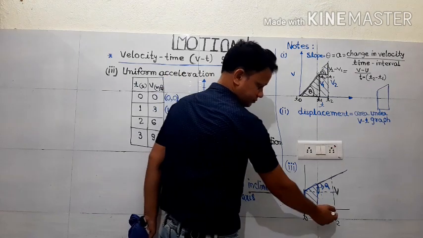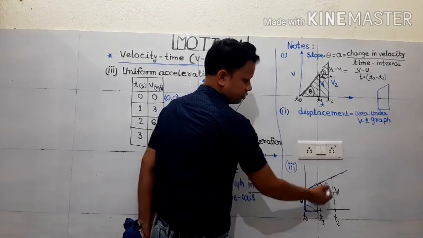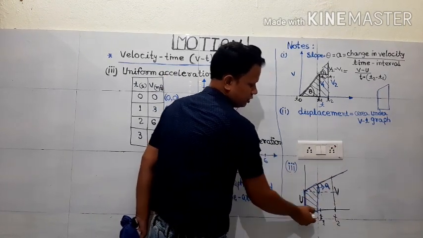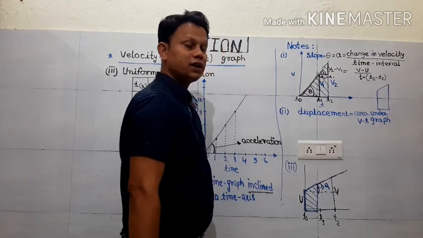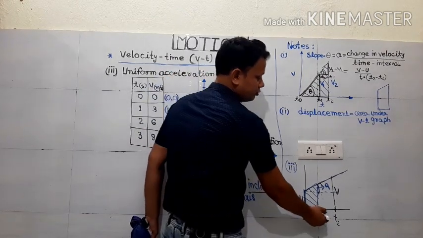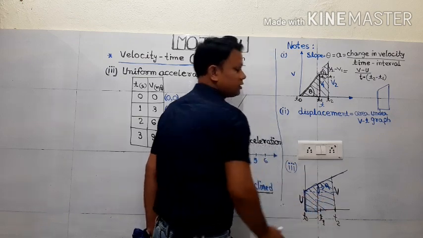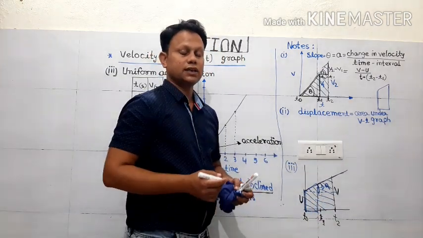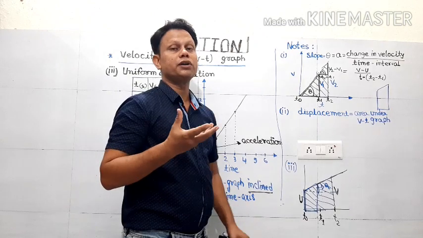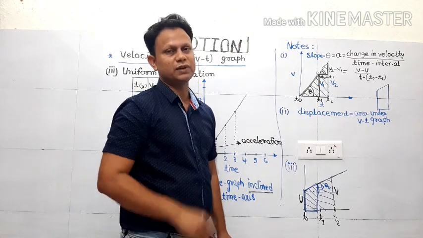Somebody is interested between T0 and T2, then you bound this whole figure and find out the whole area. Somebody is only interested between T1 and T2, then you only bound the area between T1 and T2. So it's your choice that in what interval you are interested to know the value of displacement.